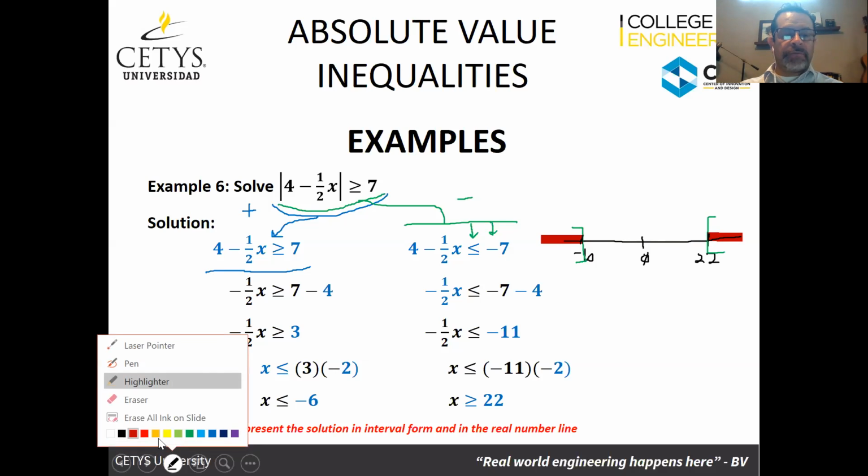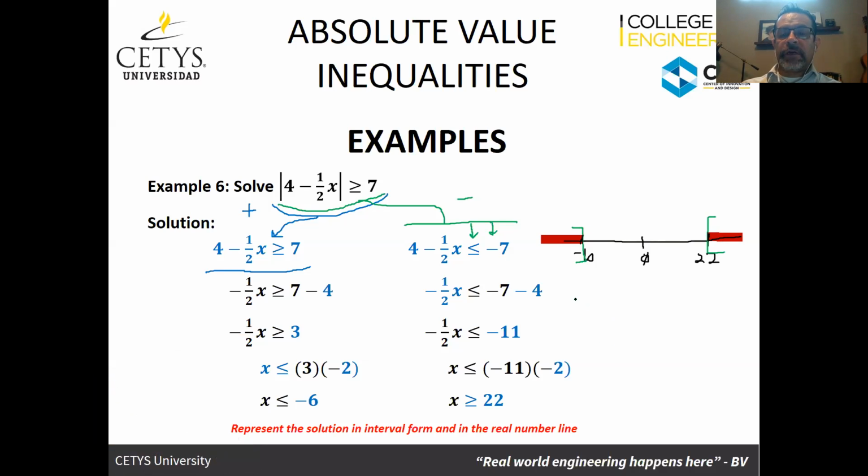And the solution, if we're going to represent it as an interval, we're going to have minus infinity to minus 6, and this would be bracketed, an open interval here, union with 22 to infinity. Okay. So that would be the solution represented as an interval and also on the number line.